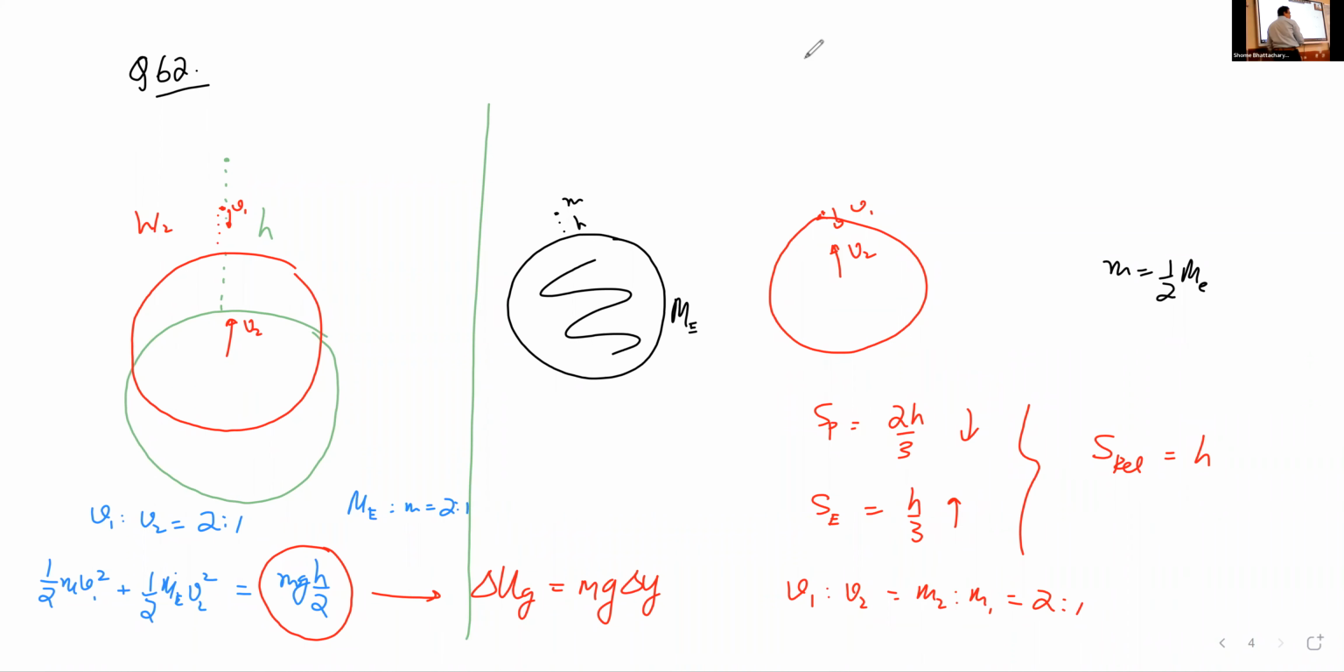But there is a limitation on this, no? So long as delta y is very small compared to the radius of the Earth. Why is this limitation there? Let's understand that. For that, you have to delve a little deeper into gravitation, which we'll be doing very soon when we come to the chapter on gravitation.